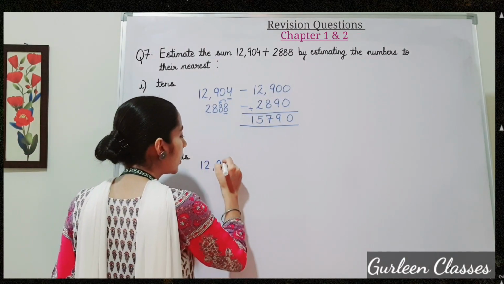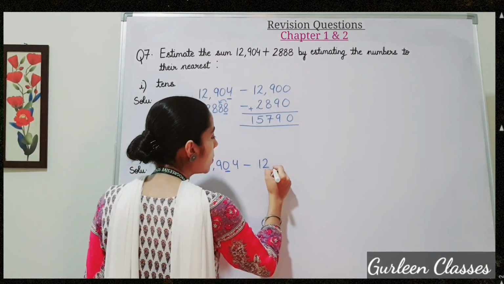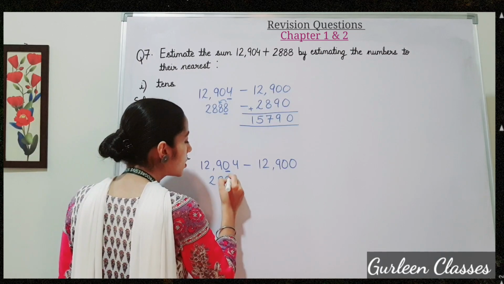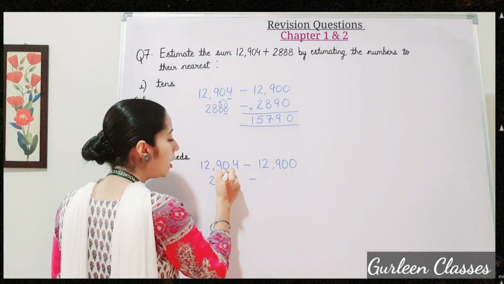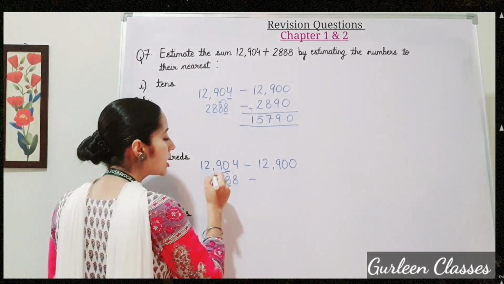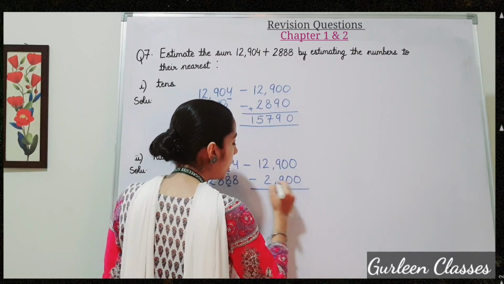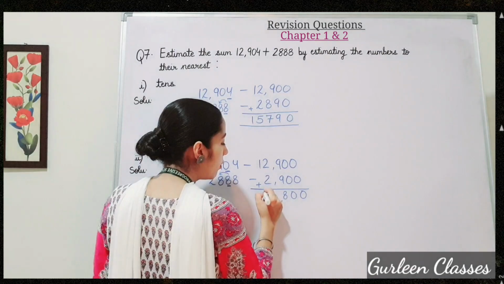12,904. The tens place number is 0, so the answer is 12,900. Next number, 2,888. The tens place number is more than 5, so the hundreds place will be plus 1. So it is 2,900. Now let us add 0, 0, 8, 5, 1.